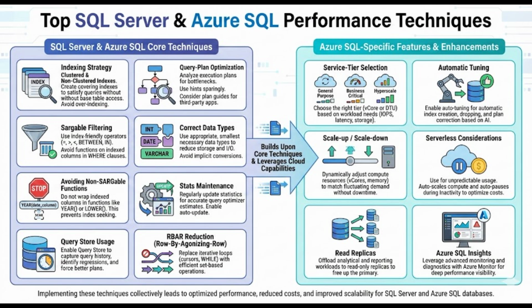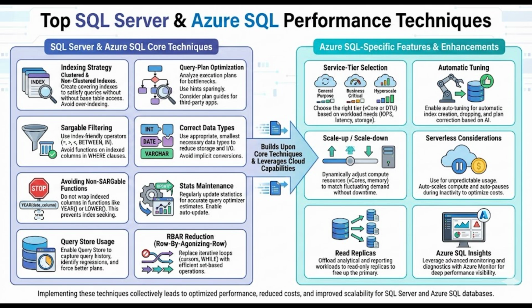Automatic Tuning Deep Dive. Earlier we mentioned automatic tuning, now give it more substance. Azure SQL's automatic index management watches Query Store data and proposes create or drop index actions. Each recommendation includes the estimated improvement and, once applied, a verification period. If performance regresses, Azure automatically reverts the change.